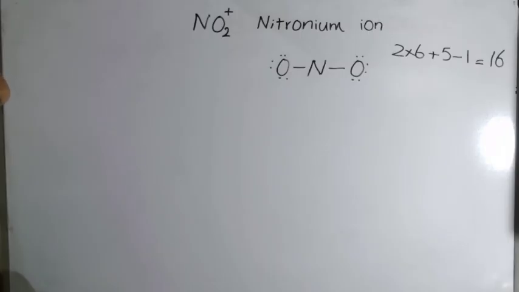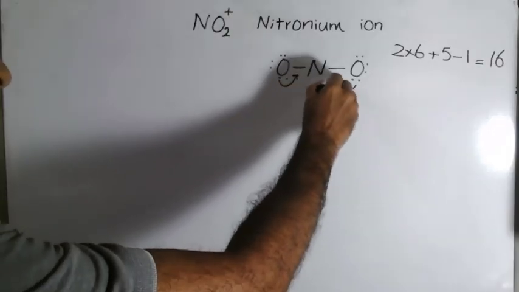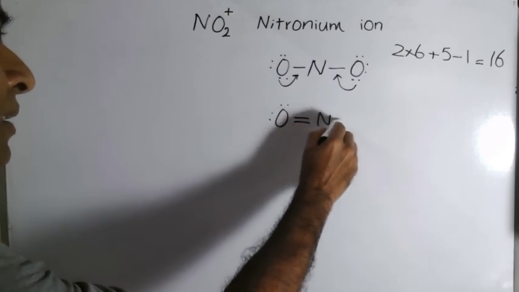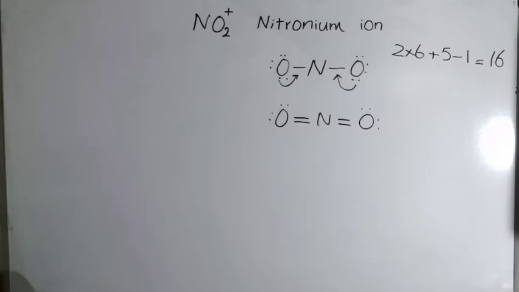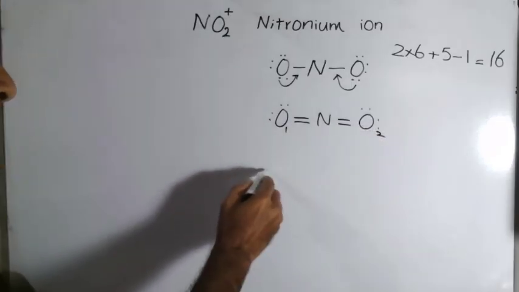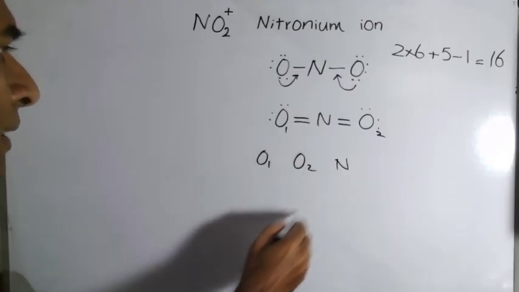Now nitrogen has 4 electrons, so it needs another 4 electrons to get the octet. So we can use these two lone pairs and it will result in this ion. Now we can count the charges. I will name the oxygens 1 and 2, and the nitrogen atom.